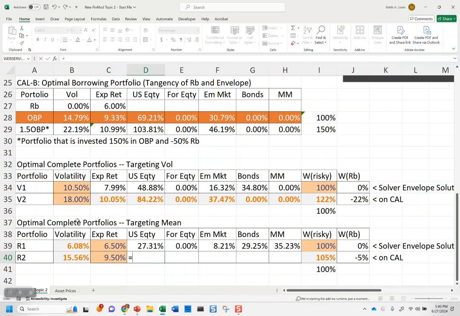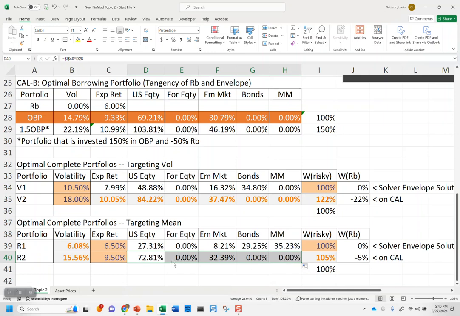What's my weight in U.S. equity? 105%, anchor it, times the weight in the optimal borrowing portfolio, 69.21. Copy that across. Notice how these all add up to 105%. So how do I build the best 9.5% mean portfolio? If I have $100 to invest, borrow $5 more at 6%, take that $105, put 72 into U.S. equities, 32 into emerging market. Well, it looks like 73 in U.S. equities. That's your 105, and you had that $5 you've borrowed at 6%.